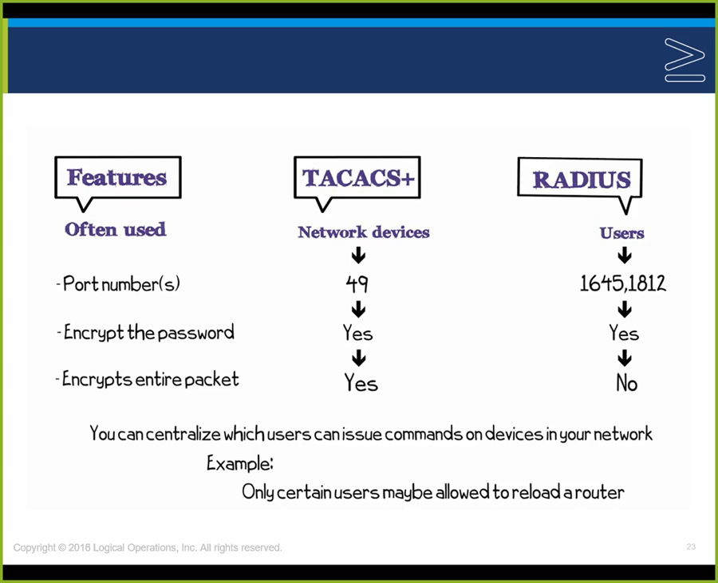This is a little summary slide about what we have in these things. The features and port numbers: TACACS, and Radius uses 1645 and 1812 as its authentication and authorization ports, and 1813 was the one mentioned earlier for accounting. 1645 was the one that I used in the demo. Those are the standard ports that we use. Encrypt the passwords: yes for both. Encrypts the entire packet: yes for TACACS and no for Radius.